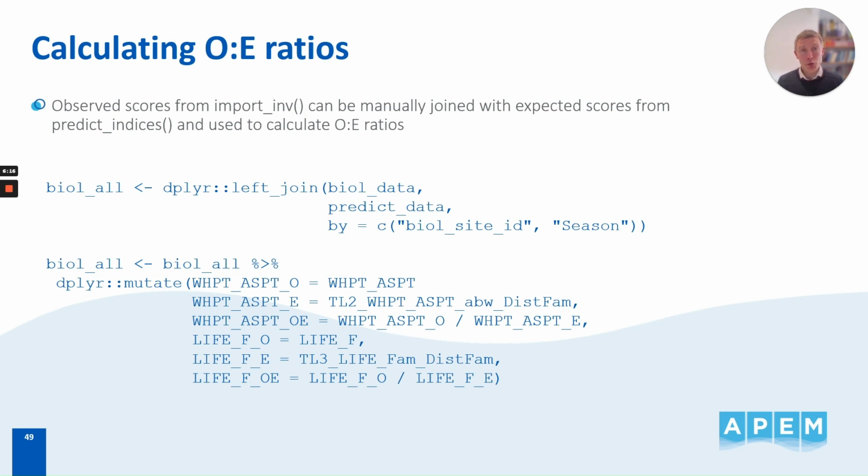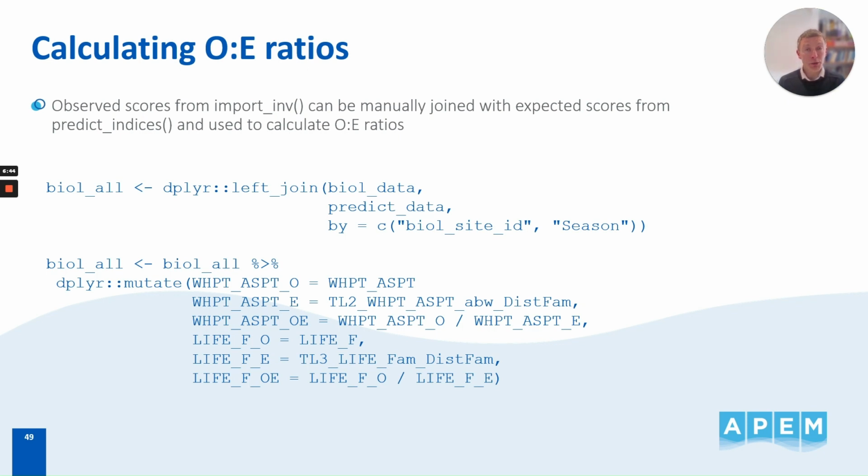Having joined the data all together into a single data frame, we can use a mutate function to, first of all, rename some of the columns into a slightly more meaningful format, and then to calculate the OE ratios themselves by dividing the observed scores by the corresponding expected scores. This gives us OE ratios, or EQIs, which provide an indication of how healthy the invertebrate community is.